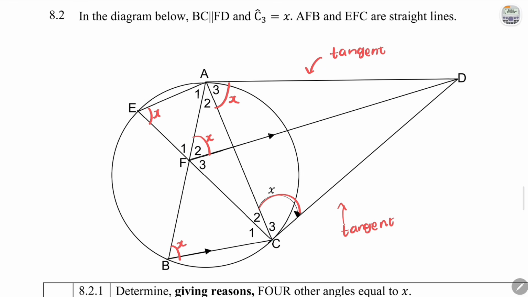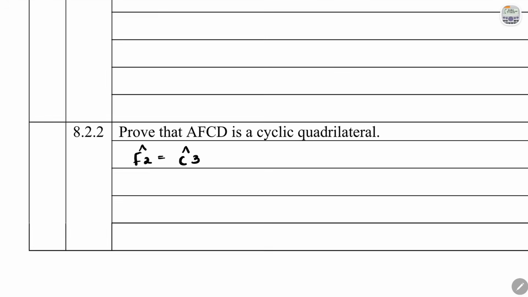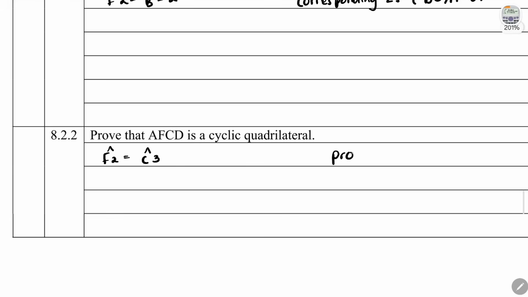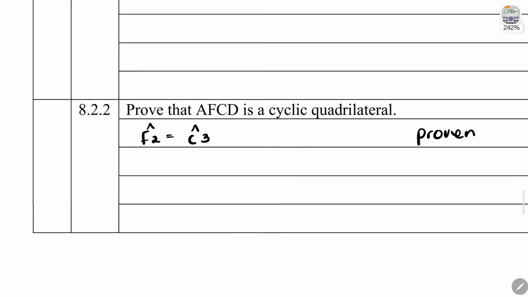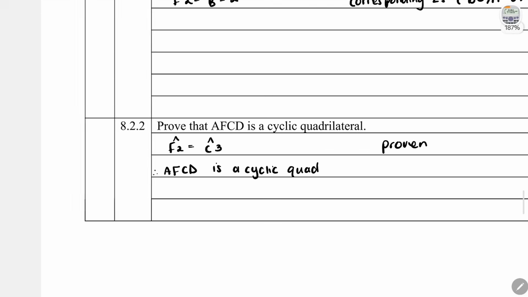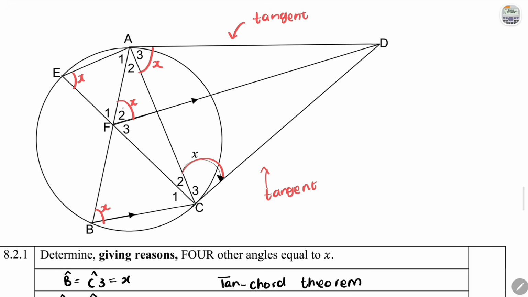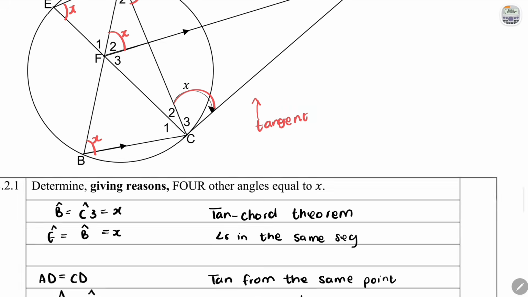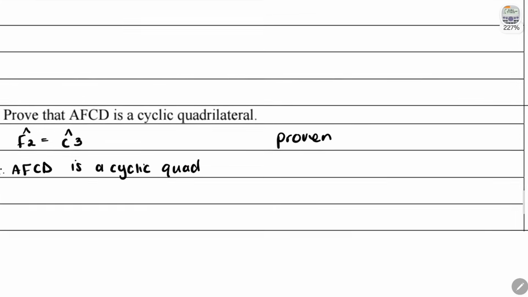So we'll just go ahead and tell them that we have angle F2 being equal to angle C3. So angle F2 is equal to angle C3, and that has been proven already. That's something that we can see. So because of that, that would mean that this shape is a cyclic quadrilateral. So we'll tell them in conclusion, this means that AFCD is a cyclic quadrilateral, and this is because we have equal angles in the same segment. So the angles in the same segment are equal. Therefore, this is a cyclic quadrilateral.